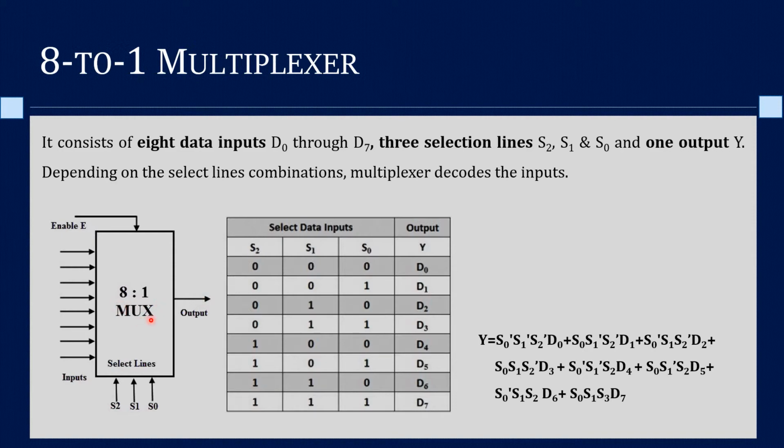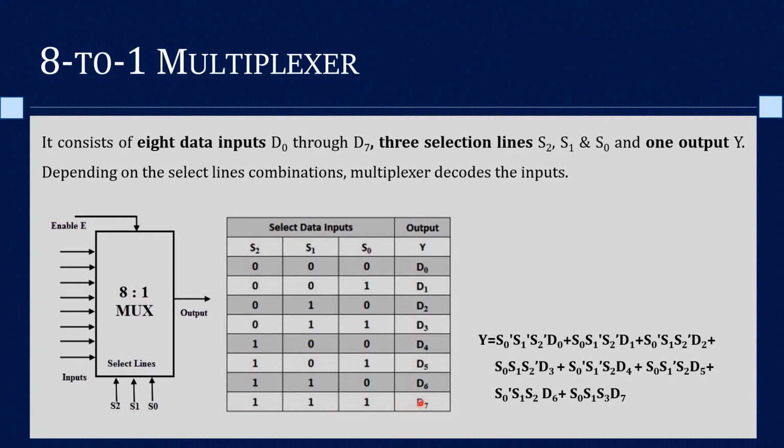Now let's look into the corresponding truth table. Since we are having 3 select lines, we will be having 8 different possible combinations. If the combination is 0, 0, 0, then the input line D0 is connected to the output line Y. If the combination is 1, 0, 0, then D4 is connected. If it is 1, 1, 1, then D7 is connected.